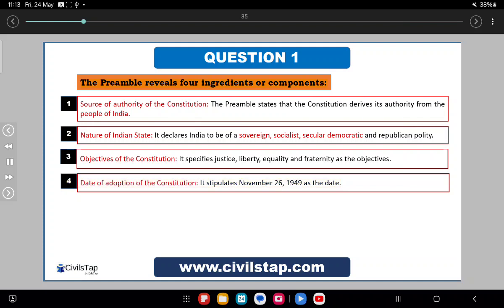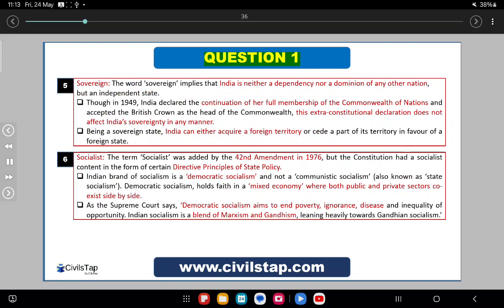4. The preamble reveals 4 ingredients or components. 1. Sovereign. The word sovereign implies that India is neither a dependency nor a dominion of any other nation, but an independent state. Though in 1949, India declared the continuation of her full membership of the Commonwealth of Nations and accepted the British Crown as the head of the Commonwealth, this extra-constitutional declaration does not affect India's sovereignty in any manner. Being a sovereign state, India can either acquire foreign territory or cede a part of its territory in favor of a foreign state.